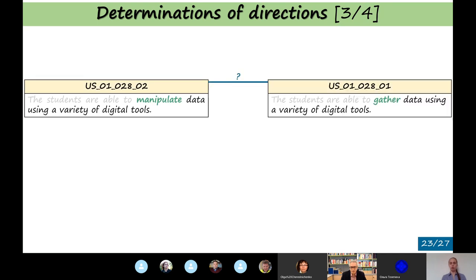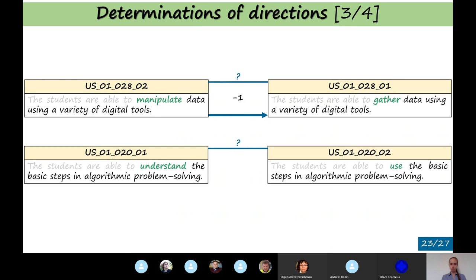To determine the relation, in our example, I use the action verbs manipulate and gather. Due to the table of action verbs, gather is of a lower level than manipulate. That's why this pair gets a coefficient minus one, which means that the first learning outcome requires expands the second learning outcome. In the next example, the action verbs are understand and use, and understand is of a lower level than use. That's why the coefficient of this pair is plus one, which means that the second learning outcome expands the first learning outcome.